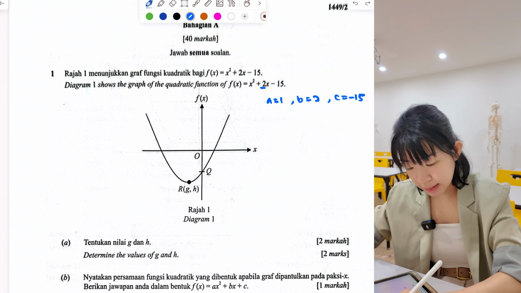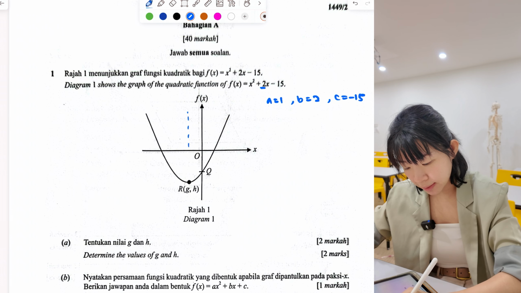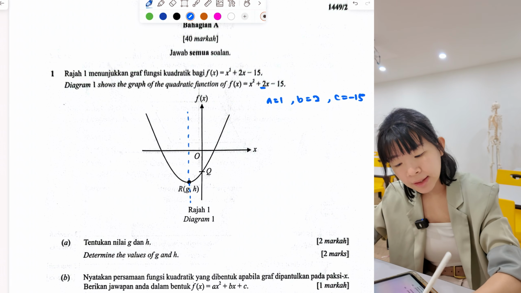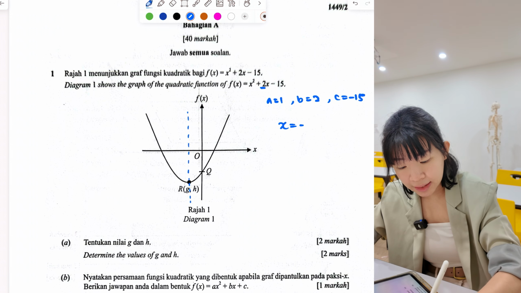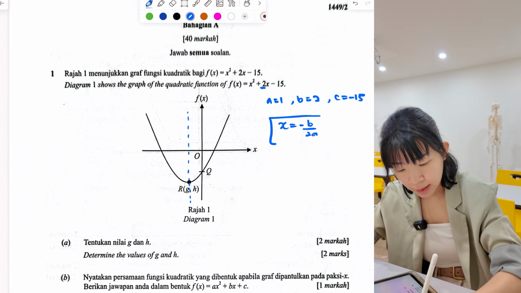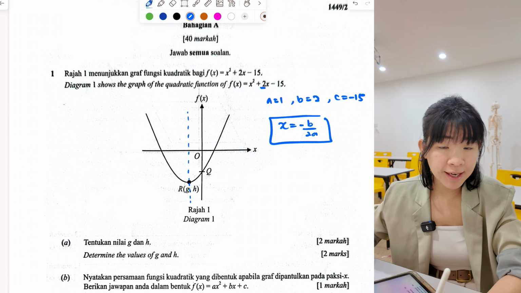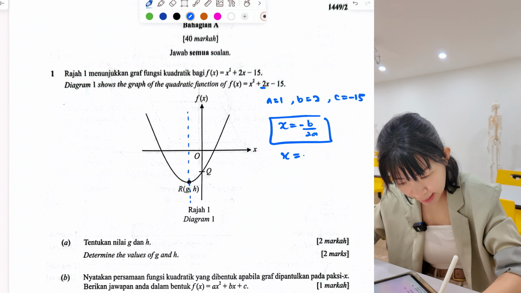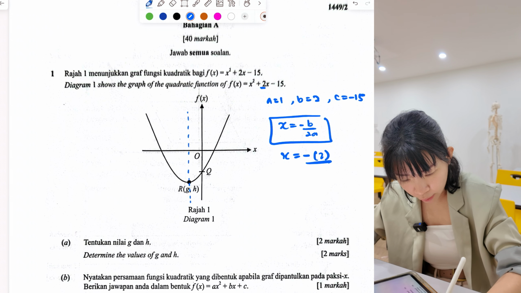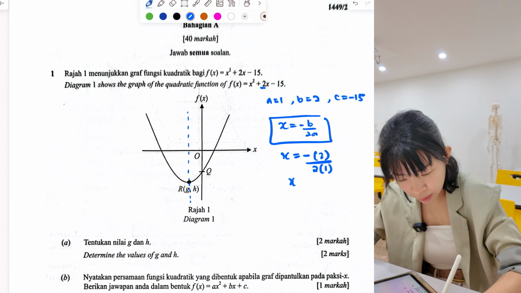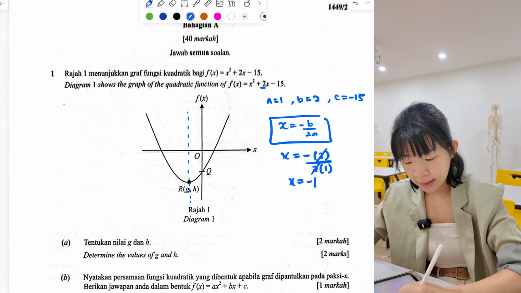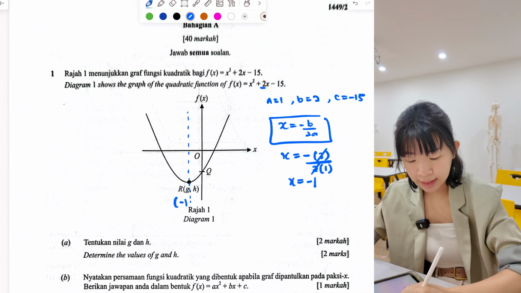The g coordinate here is actually the axis of symmetry. So how do we find the axis of symmetry? There's a formula to apply, which is x equals negative b over 2a. Since we already know b and a, we can sub in to get x. Negative b is negative 2, over 2a which is 2. So at the end this simplifies and we get negative 1, meaning the g coordinate is negative 1.